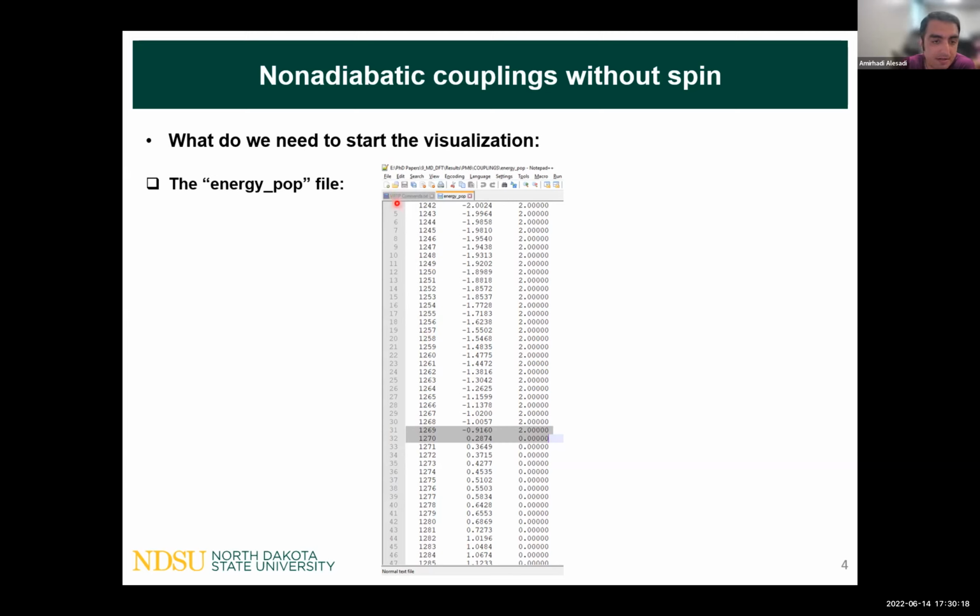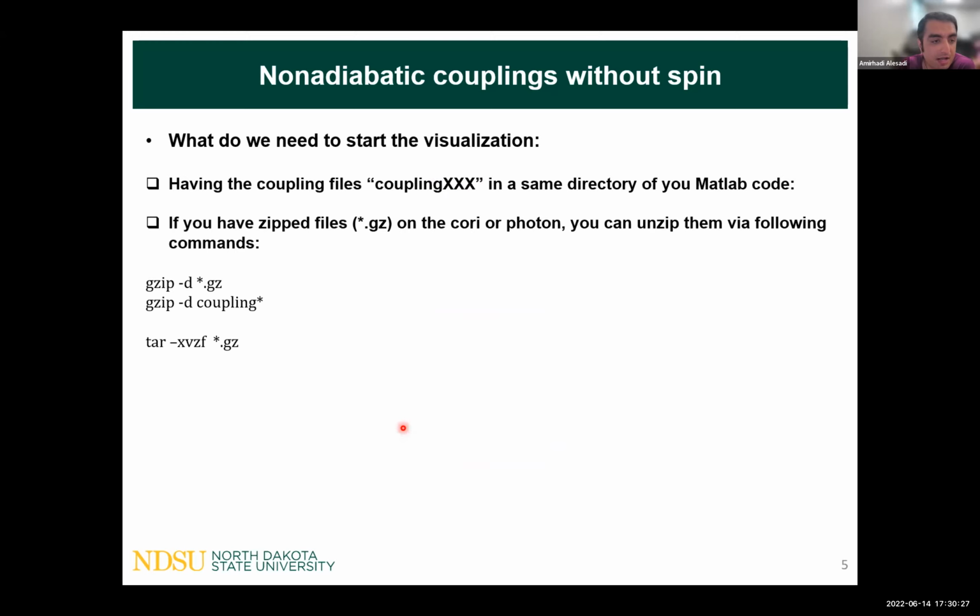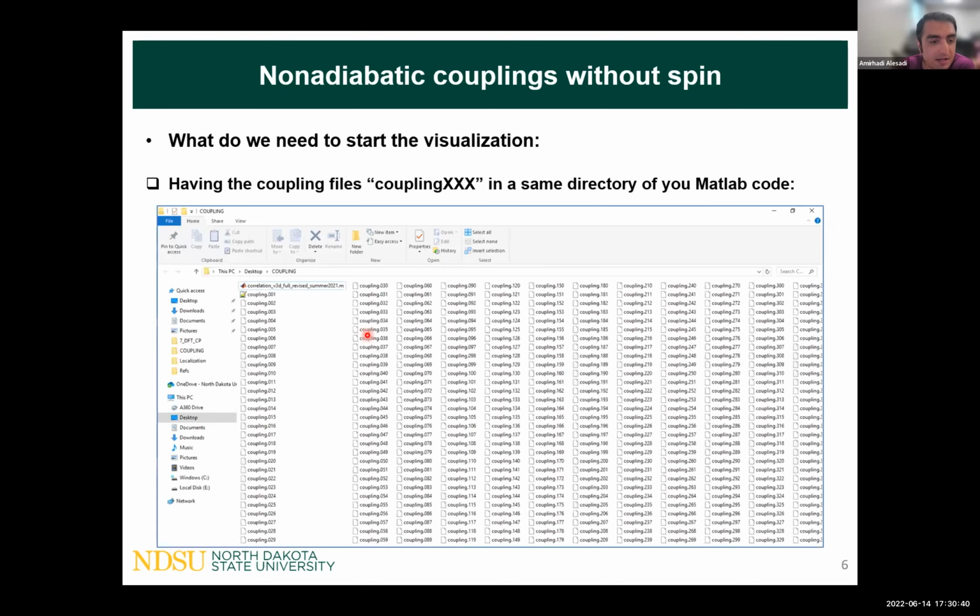So we know the range of the orbitals that we want to plot in this visualization, and we need to have, as Sarah said, the coupling files, and unzip them. There are several commands. I usually use these two commands to unzip files and have them as text. And next, you need to save all coupling files in the same directory next to the MATLAB file that you are going to use.